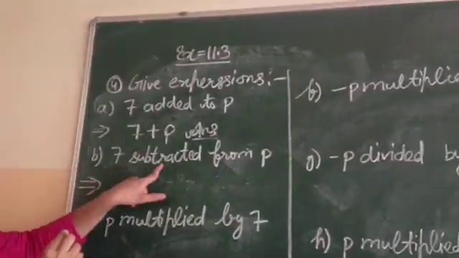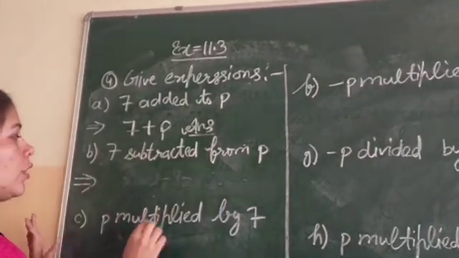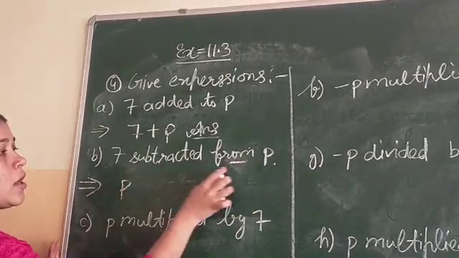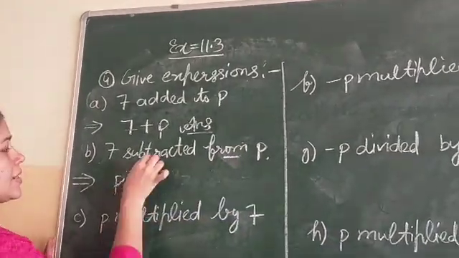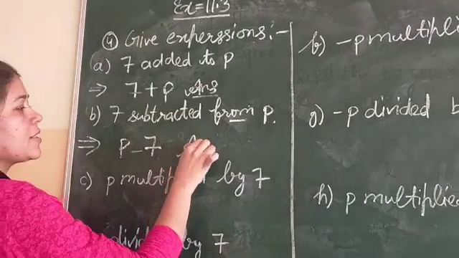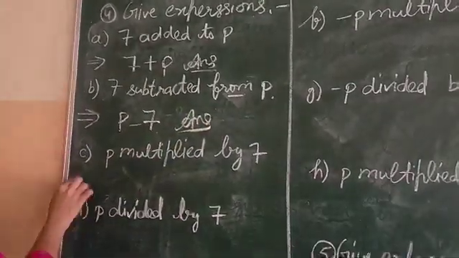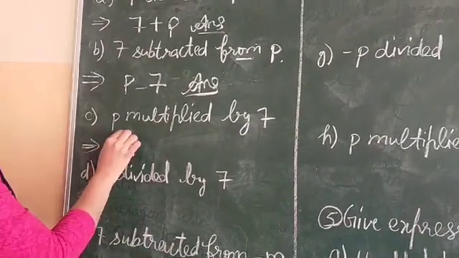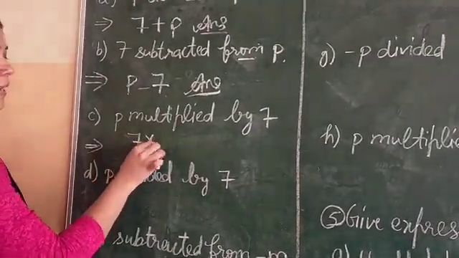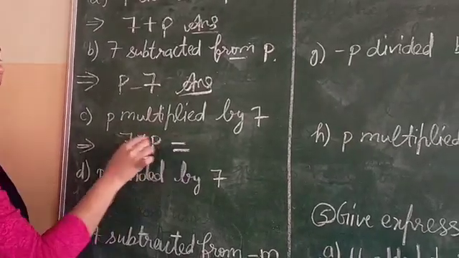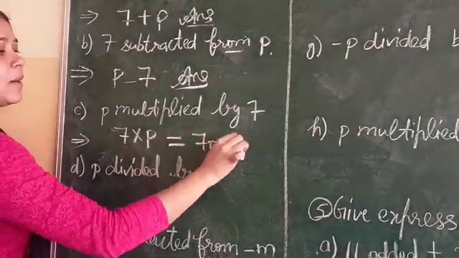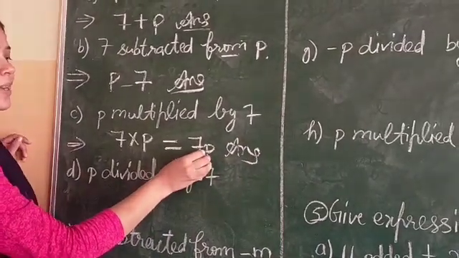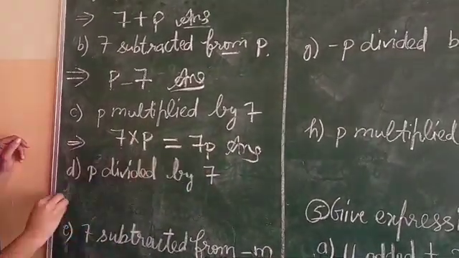Next is 7 subtracted from P. Now you know that in subtraction what is written after from, you have to write that on first number. So it means P minus 7. So this is the algebraic expression. Next is P multiplied by 7. So 7 multiplied by P. What will come? 7P will come. If there is no sign between constant and variable, then there will be multiplied.